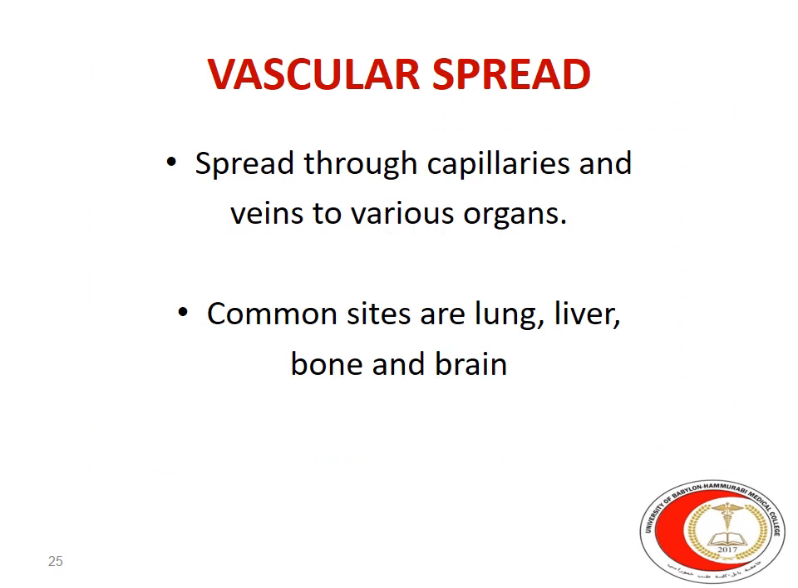The other type of spread is vascular spread. Spread takes place through the capillaries, because capillaries are the thinnest blood vessels, so malignant cells can readily get access through them, and from them to the larger veins and various organs. Common sites are the lung, liver, bone, and the brain. From the blood vessel it will go to other organs like the liver, the lung, the bone, and the brain.